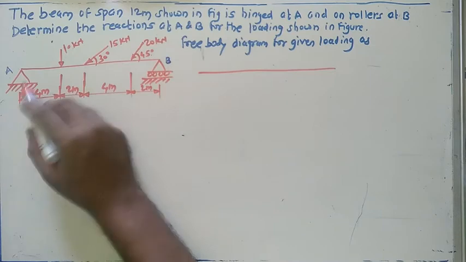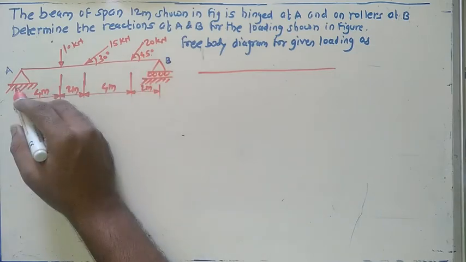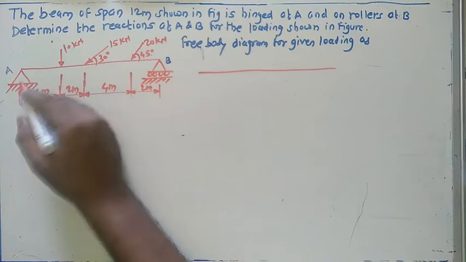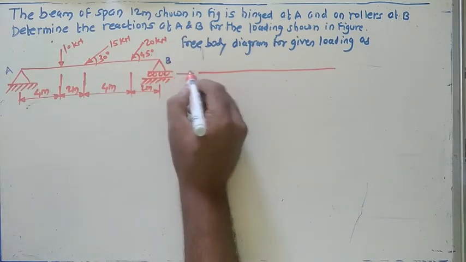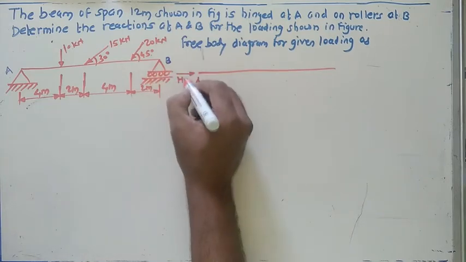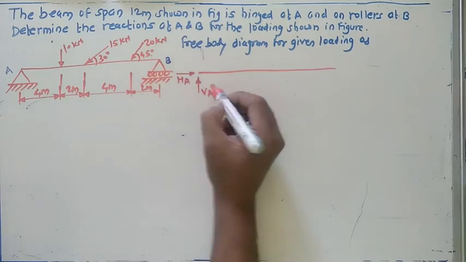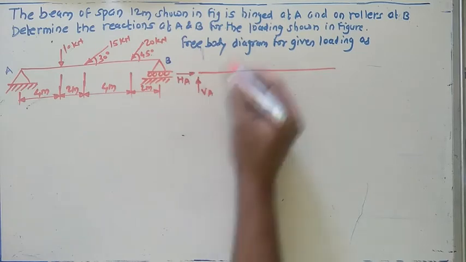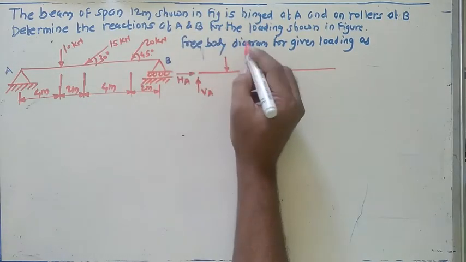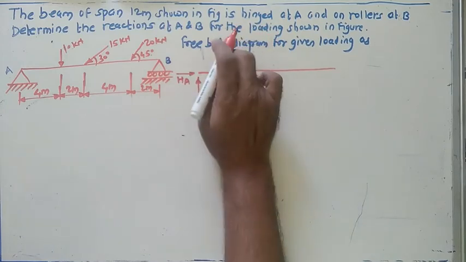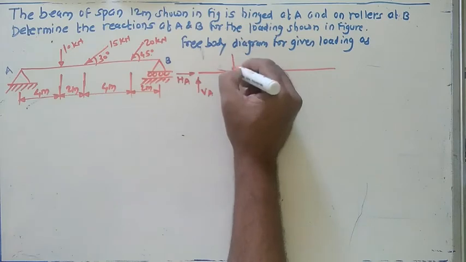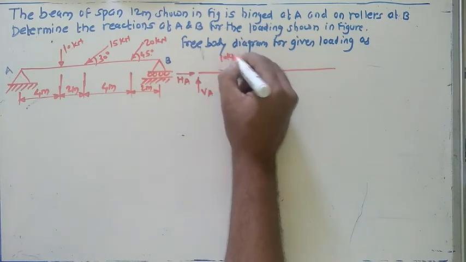Now, whatever the support given, you need to convert that support into its reactions. Here the hinge support with us means two reactions will come. One will come in horizontal direction, another one will come in vertical direction. Next the force is nothing but the point load. Just show that point load as it is at a distance of 4 meter with respect to this point. So this 10 kilonewton as it is.